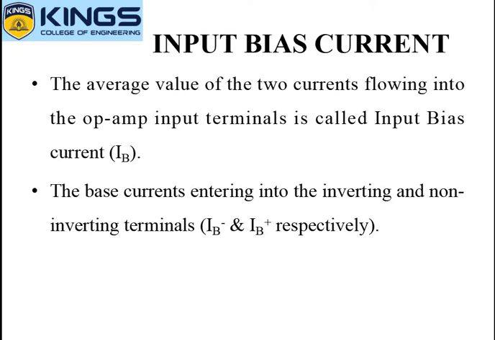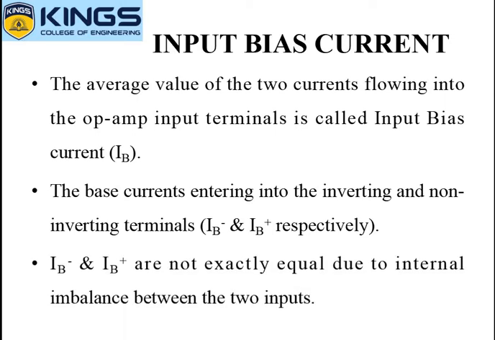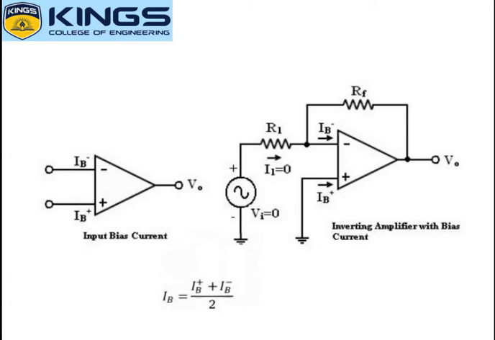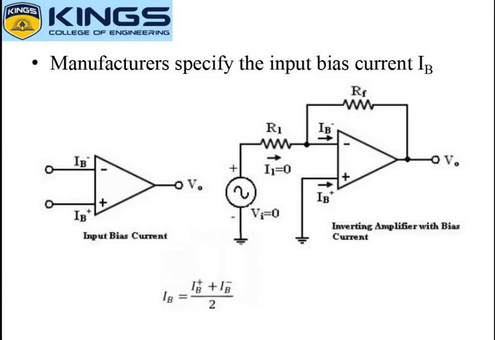The base currents entering into the inverting and non-inverting terminal are IB minus and IB plus respectively. The IB minus and IB plus are not exactly equal due to internal imbalance between the two inputs. The manufacturers specify the input bias current IB as the average value of base currents entering into the terminals of an op-amp.